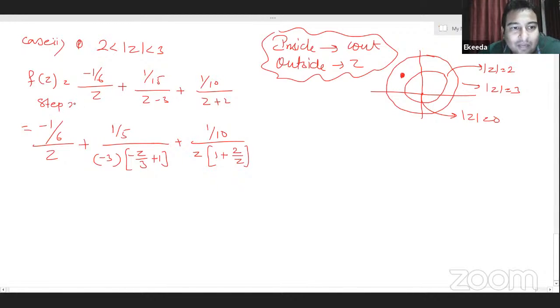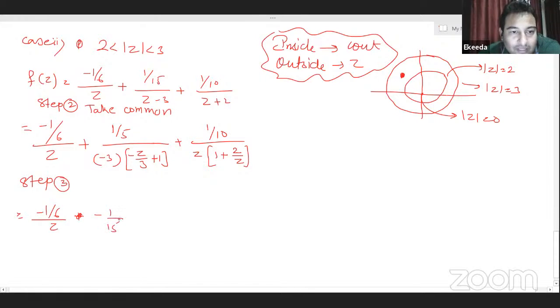Step number 1 is partial fraction, that is done. Step number 2 is what? Take common. What next? Step number 3. Convert the problem into 1 plus or 1 minus format. So this is minus 1 upon 6z. Obviously, this is minus 1 upon 15. So this will be 1 minus z by 3. In 1 plus or 1 minus format, first we'll write 1, then we'll write this, 1 upon 10z. This is 1 upon 10 and z will be multiplied. And in the denominator, this is already in 1 plus format, so no need to do anything. Step number 2 done. Step number 3 done.